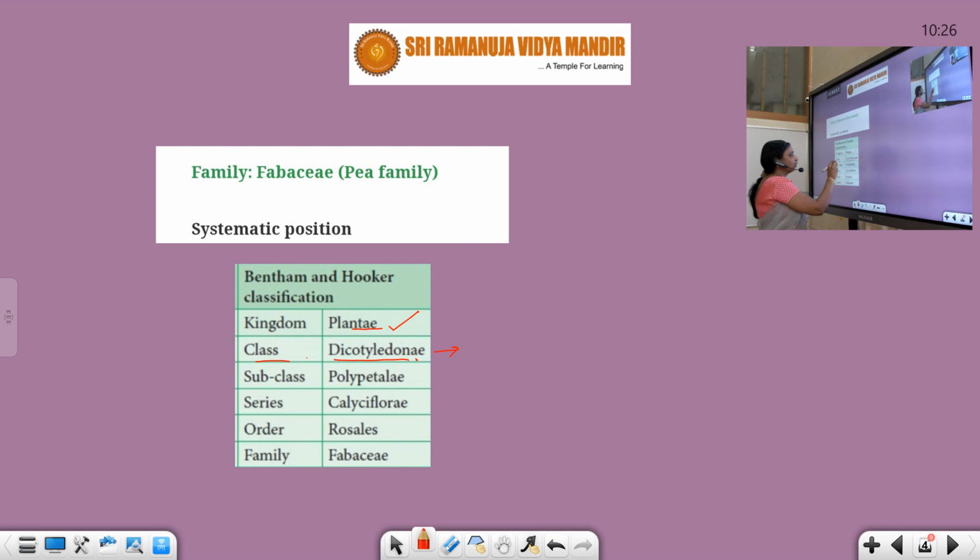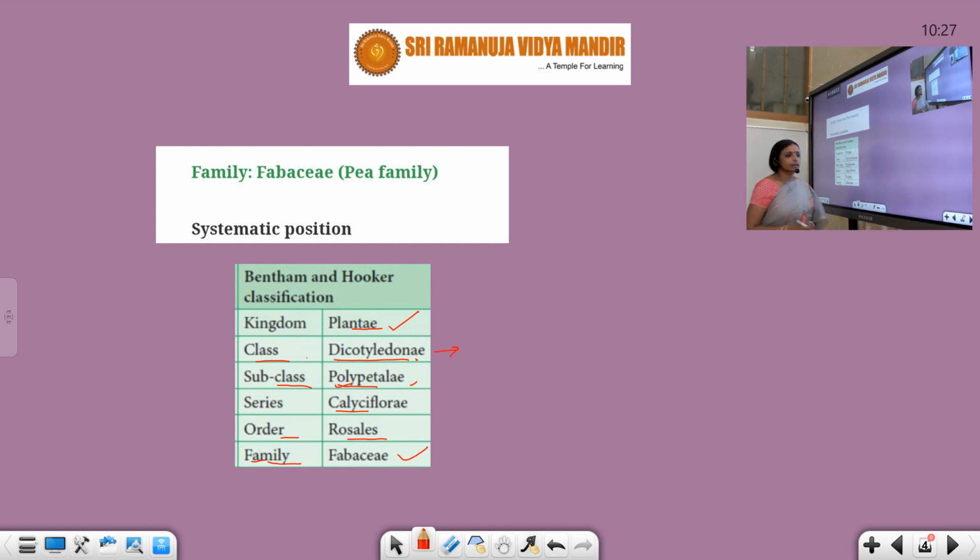So the class is dicot, and the subclass is Polypetalae, that means petals are not united, though in some we will find the petals united also. The series is Calyciflorae, because it has perigynous flowers. The order is Rosales, and the family, actually subfamily Fabaceae, family Leguminosae. The genus we are going to see is Pisum, and the species is sativum, that is the pea plant.